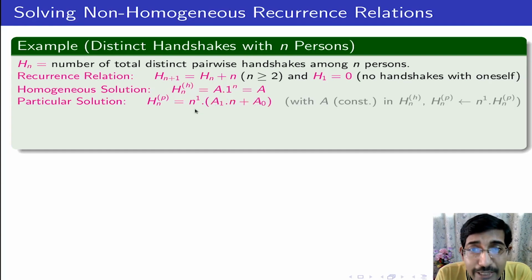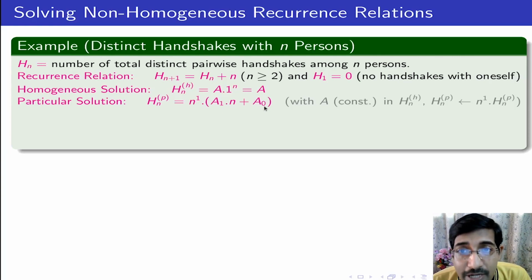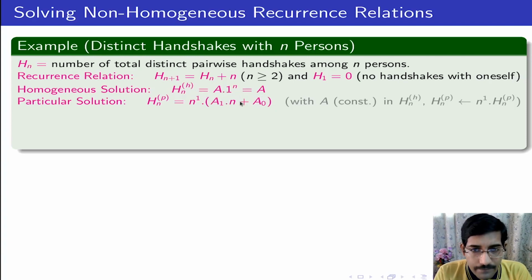Therefore I need to multiply it with n to the power s, with the smallest s such that my choice of the particular solution becomes independent of my homogeneous solution. So I see that n to the power 1 is the minimum multiplication that I need to do. So it becomes a1 n square plus a0 n, which is not associated with any homogeneous solution.